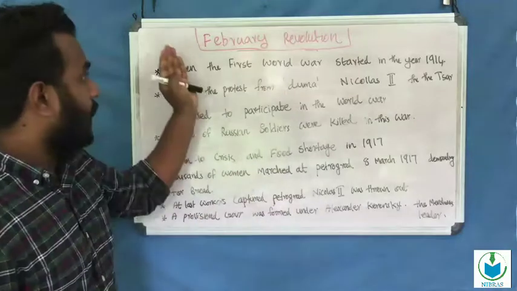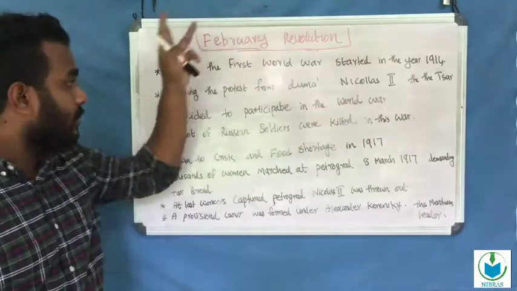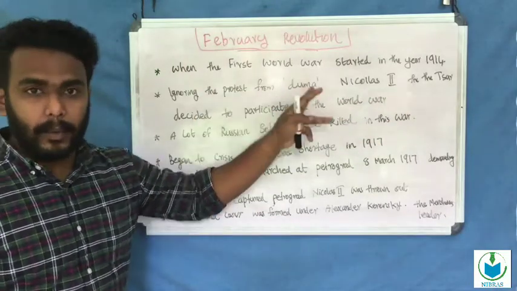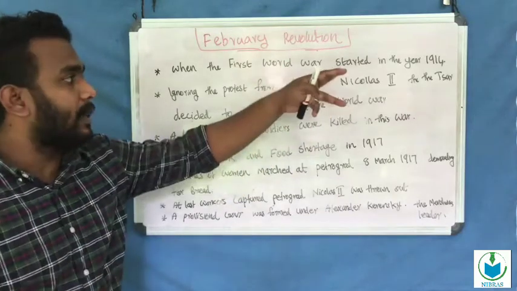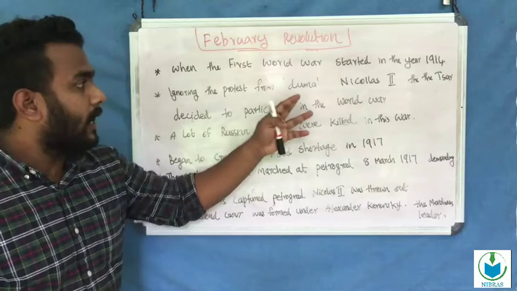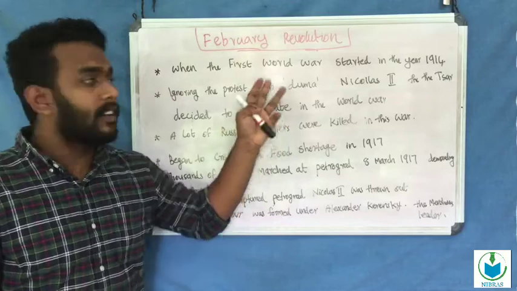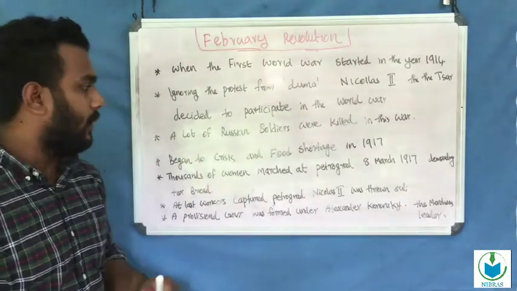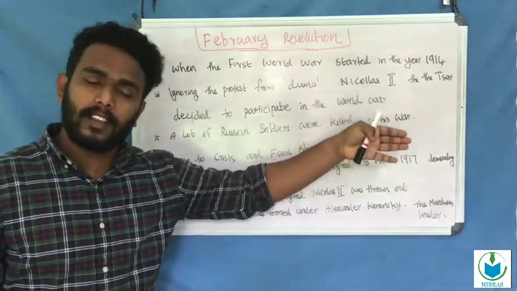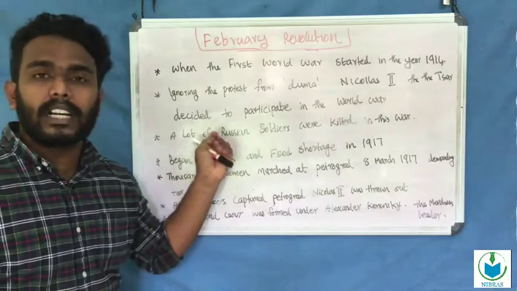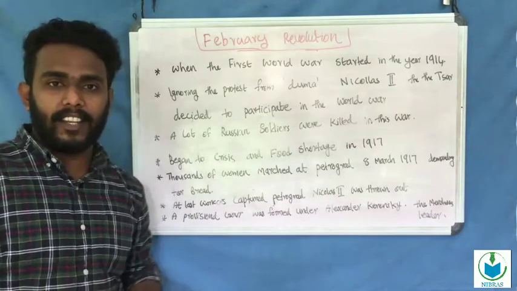It was when the First World War started in the year 1914. Ignoring the protest from the Duma, the legislative assembly, which protested against participating in the World War, Nicholas II, the Tsar Emperor, decided to participate in the First World War. As an after effect, a lot of Russian soldiers were killed in this war, and a food crisis and food shortage began in 1917.